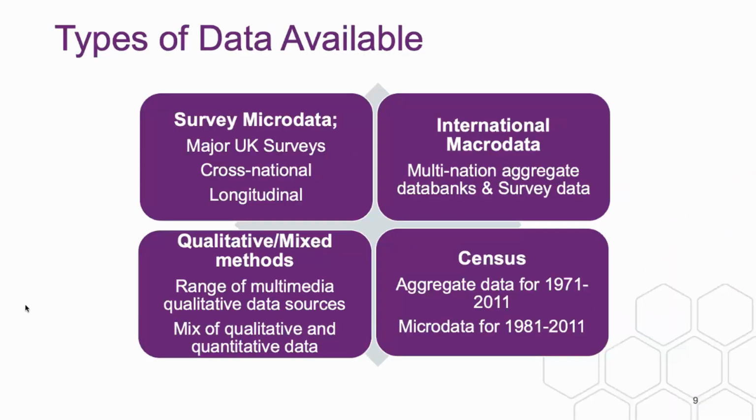And these are the types of data that we have available. So the UK Data Service holds just over 7,300 data sets of a number of types: survey microdata, international macrodata, qualitative and mixed methods data, and census data. And these are the four key ones, I guess you could say. And we do have new data sets added all the time. As you can imagine, a lot of the data that's coming into us at the moment is COVID related, now that we're kind of 18 months in. So that is all trickling through, but we do add new data sets all of the time.